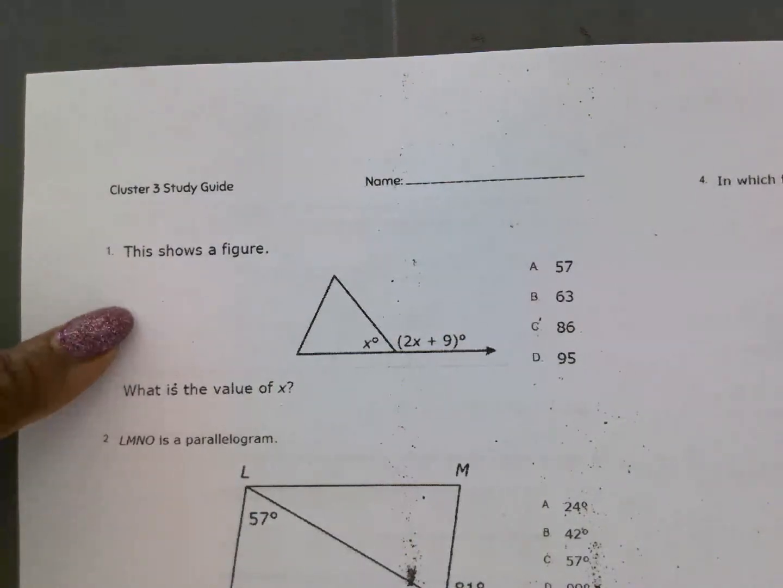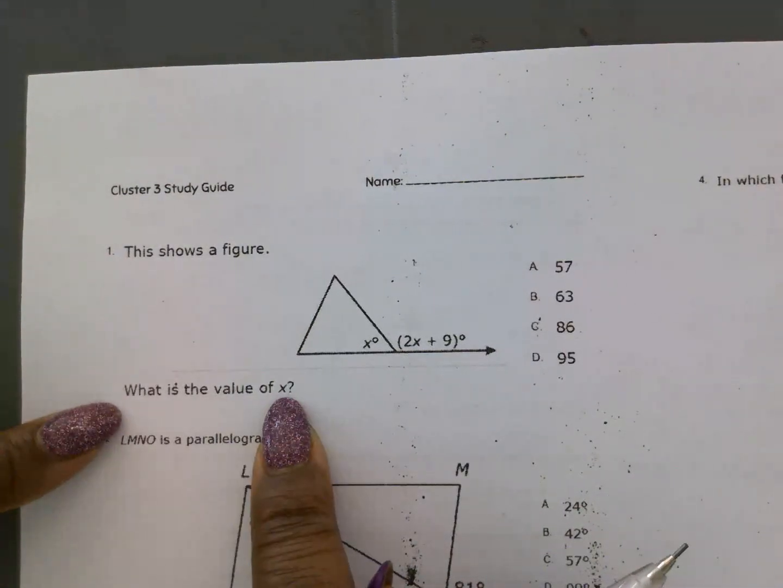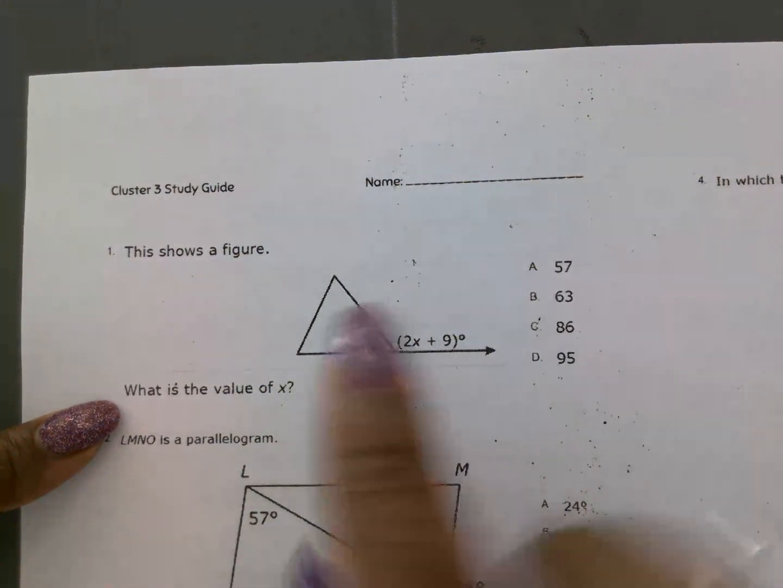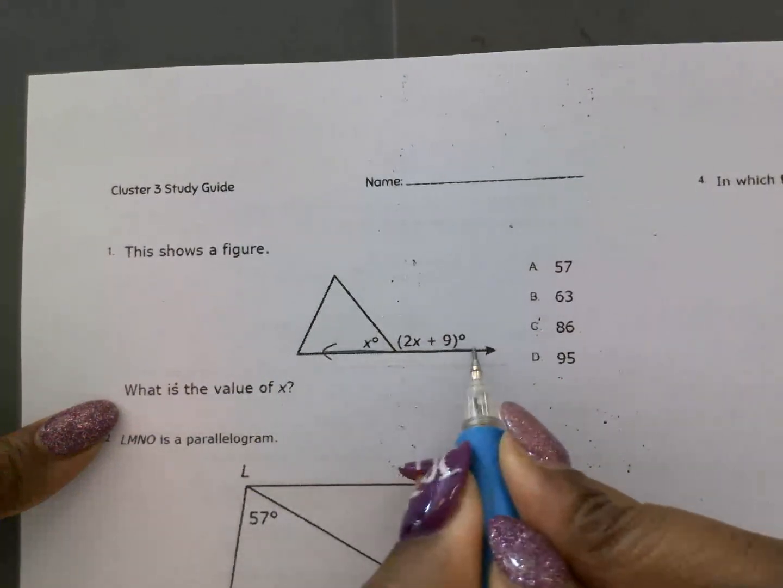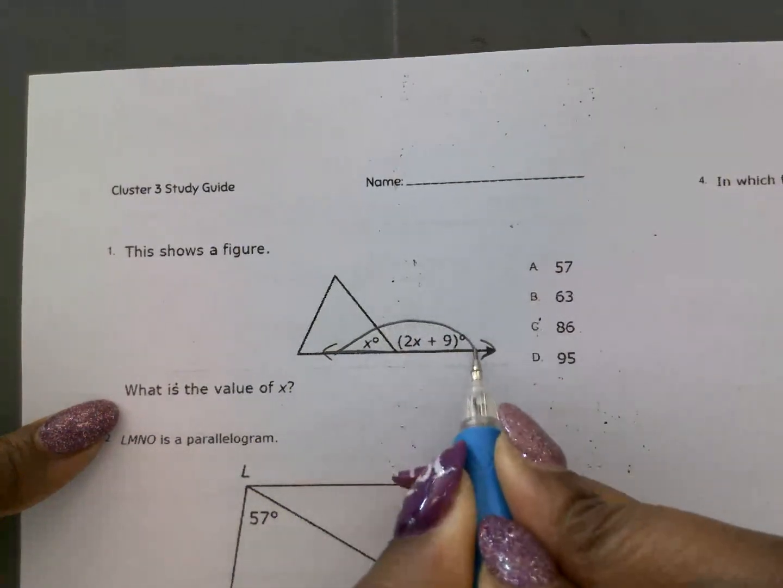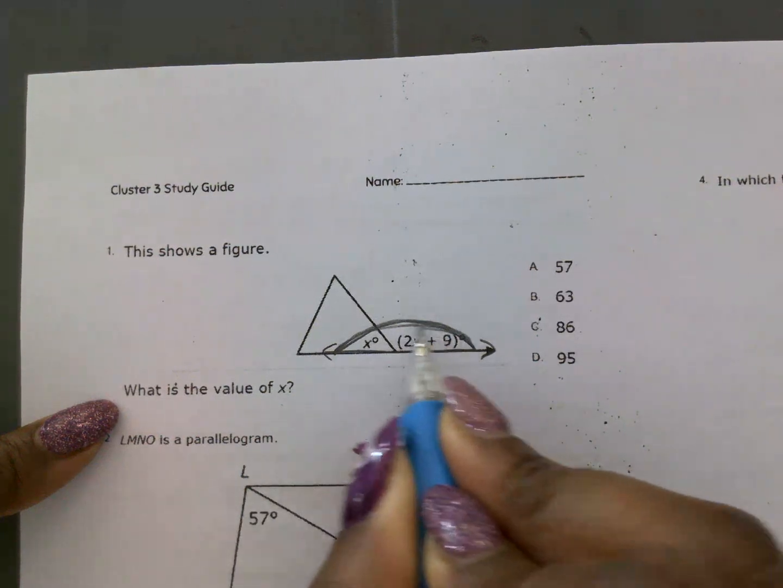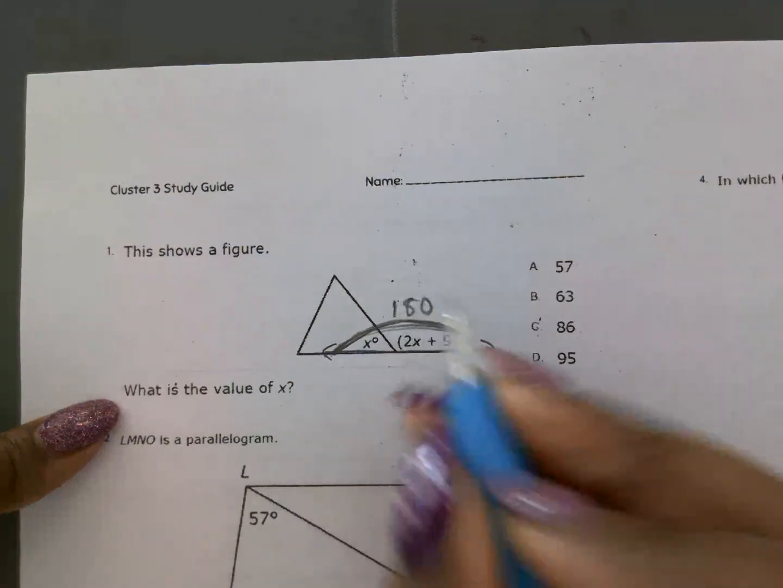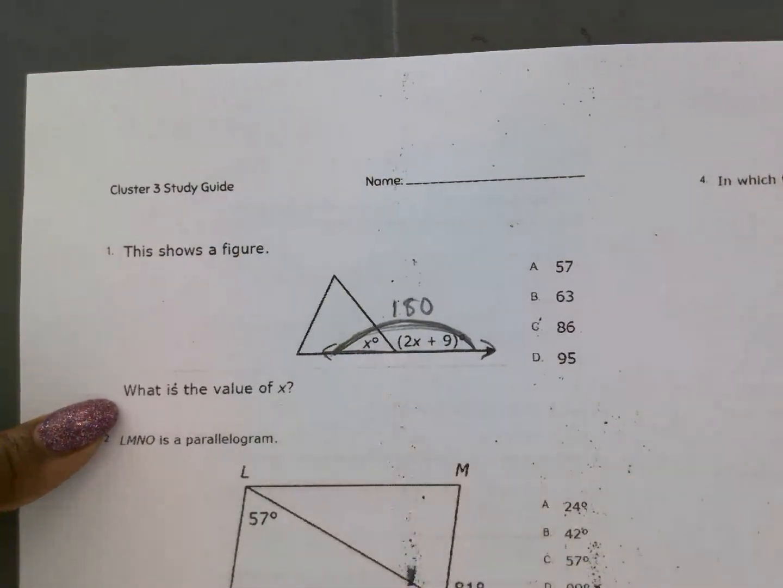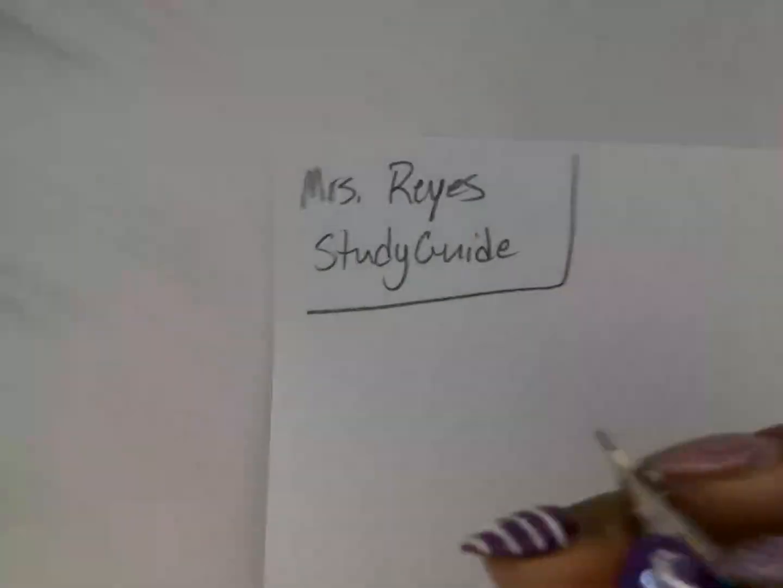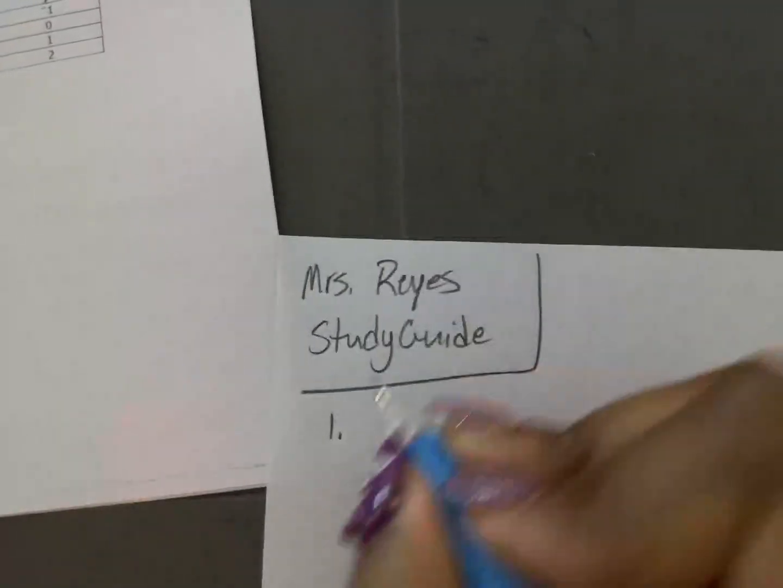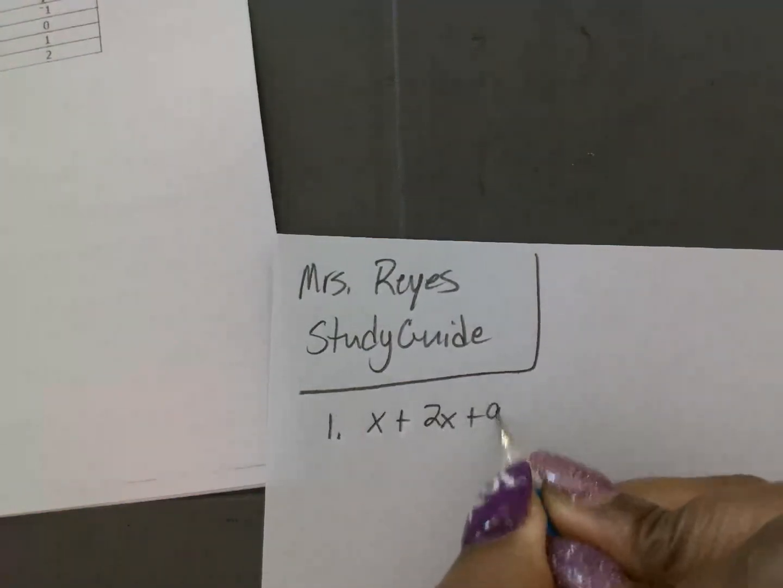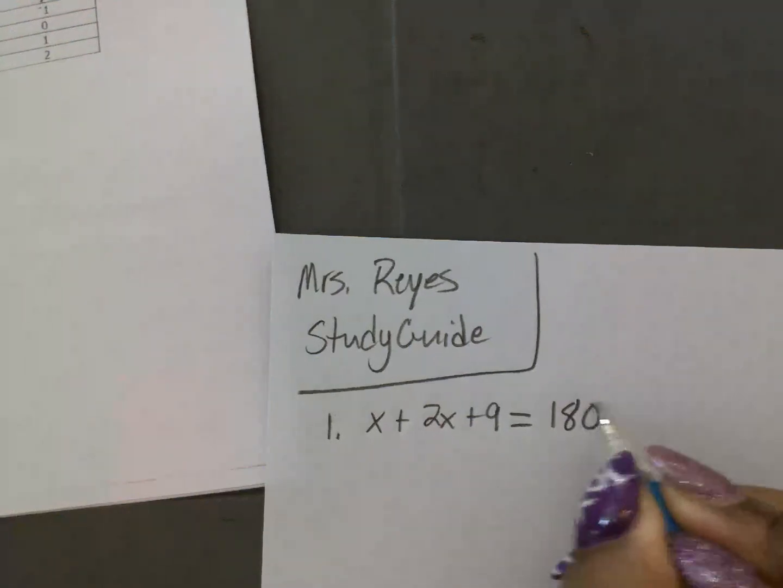All right, so in number one, we're finding the value of x. We notice in this diagram we have two angles that are side by side to form a straight line. That means that these adjacent angles, these angles that form a straight line, add up to 180 degrees. So I'm going to add these two angles together and set it equal to 180. So the first angle is x plus the second angle is 2x plus 9. And I'm setting it equal to 180 degrees.